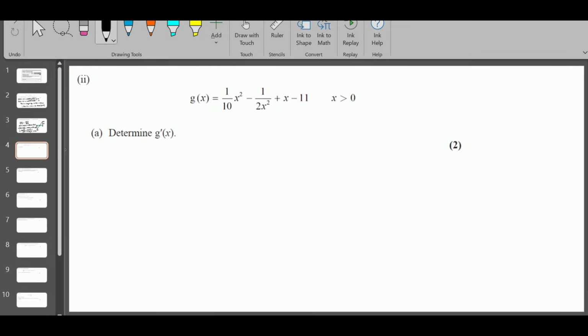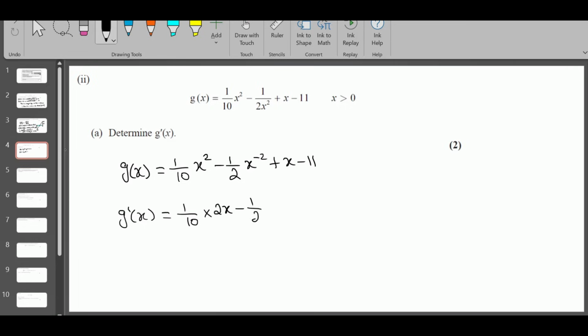Determine g dash of x. Okay, first of all, I'm going to write g of x as 1 over 10 x square minus 1 over 2 x power minus 2 plus x minus 11. So g dash of x is going to be 1 over 10 times 2x minus 1 over 2 times minus 2x power minus 2 minus 1, plus 1. So it's going to be 1 over 5x, 2 will be cancelled, you'll get positive 1 over x cube plus 1. That's g dash of x, a 2-mark question.